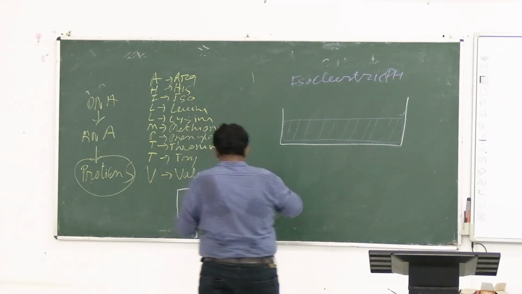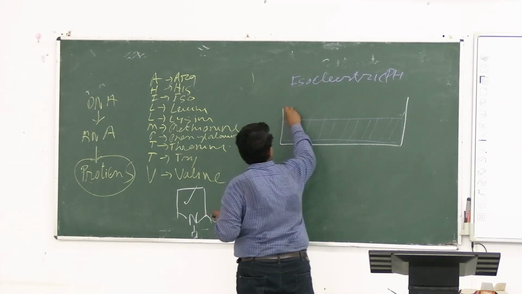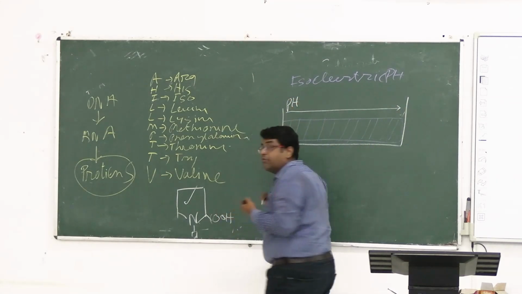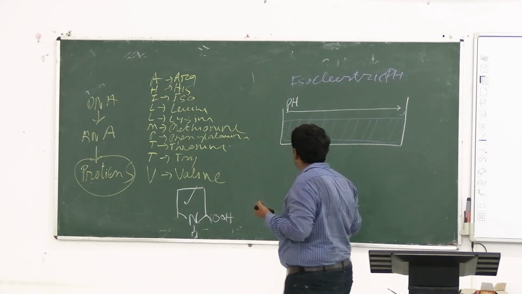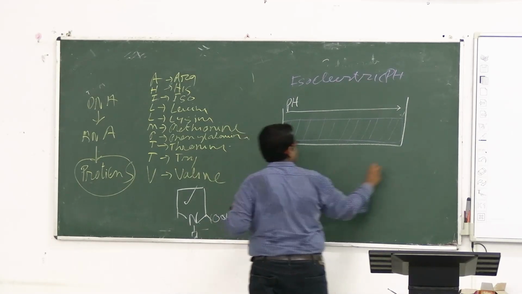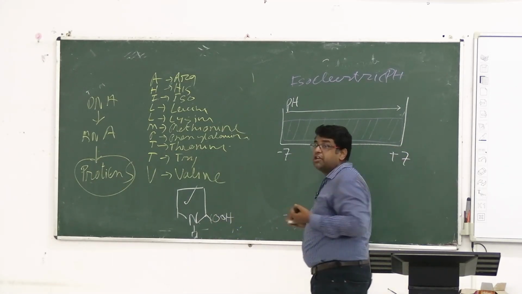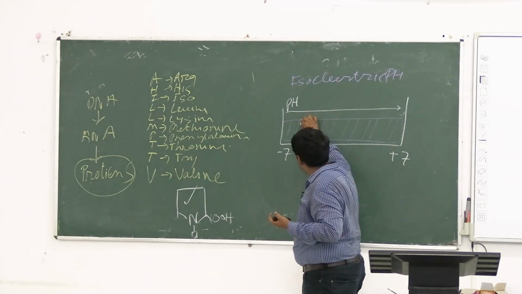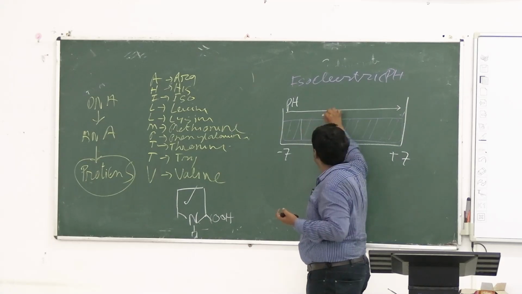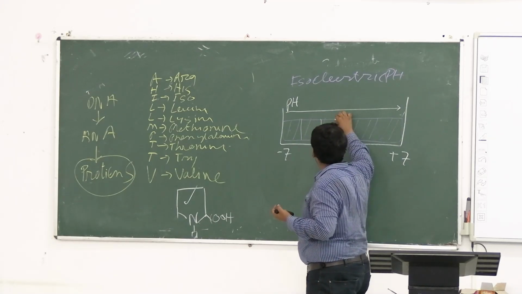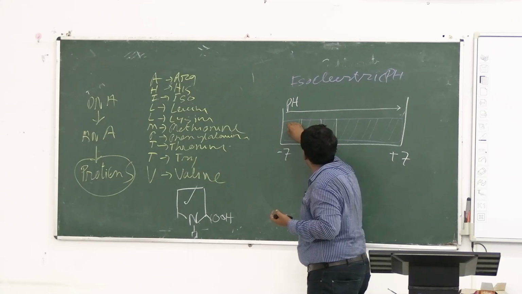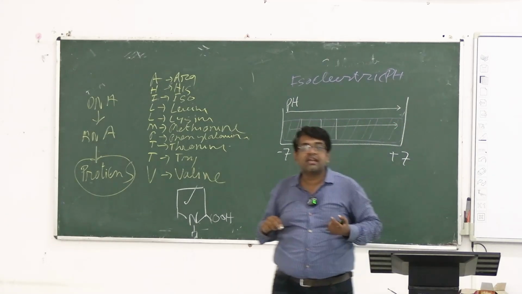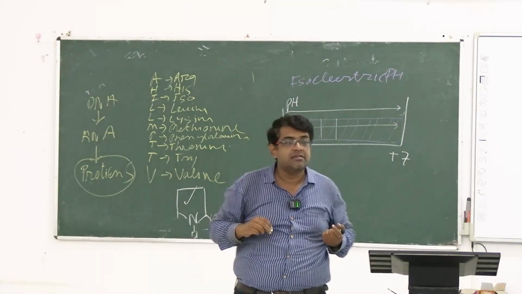Now in this sponge you have made a pH gradient. What do you mean by pH gradient? It is right from -7 to +7, and you were able to do it because it is a sponge. At this part there is a different pH, at this part there is a different pH, and it is gradually increasing.